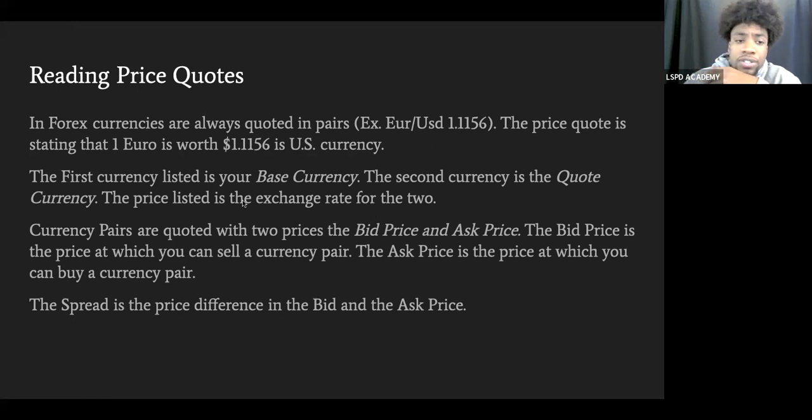Boom, your exchange rate. Currency pairs are always quoted with two prices, your bid price and your ask price. The bid price is the price at which you can sell a currency pair, and the ask price is the price at which you can buy a currency pair. The spread is the price difference between the bid and the ask price.